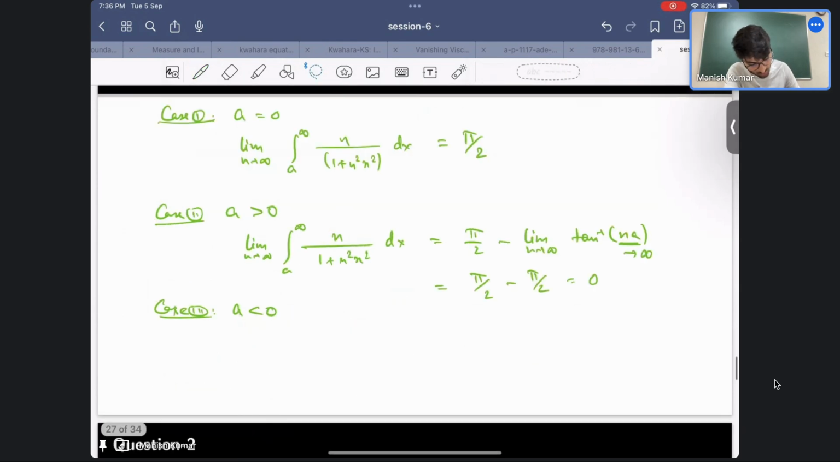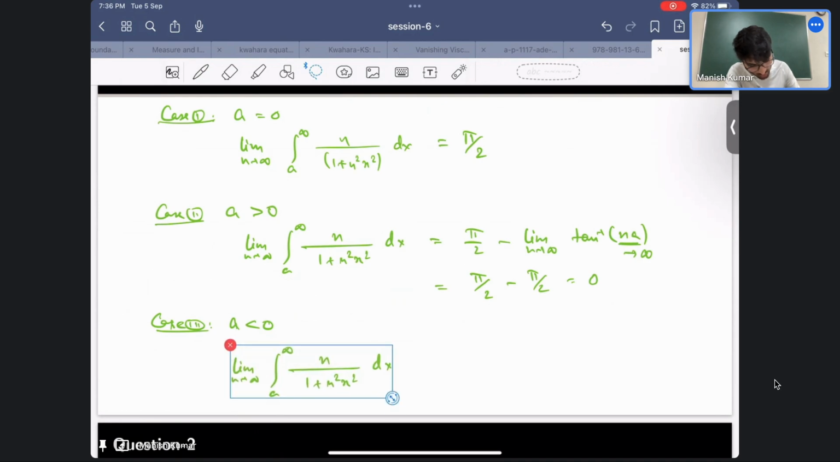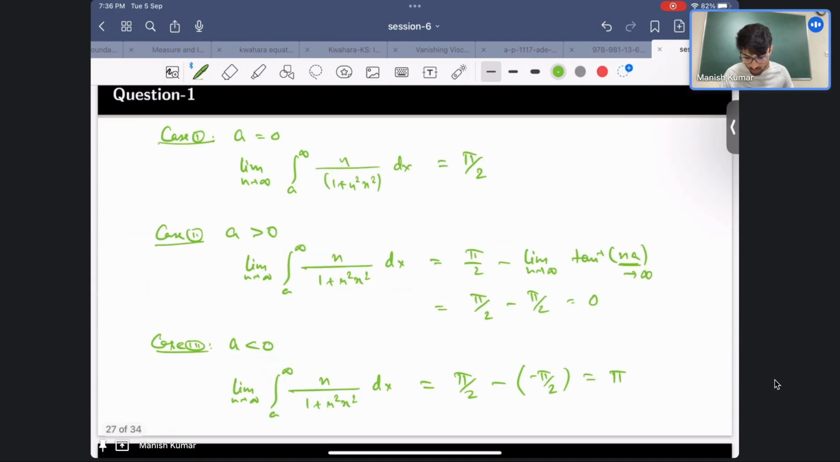The third case is when a is negative. In that case this will go to minus infinity, right? And tan inverse of minus infinity will be minus pi by 2. So in that case what you have is pi by 2 minus, and again minus pi by 2. So you'll have pi, right? So I hope this is clear. This was just an easy computation, nothing very hard. Is this fine?